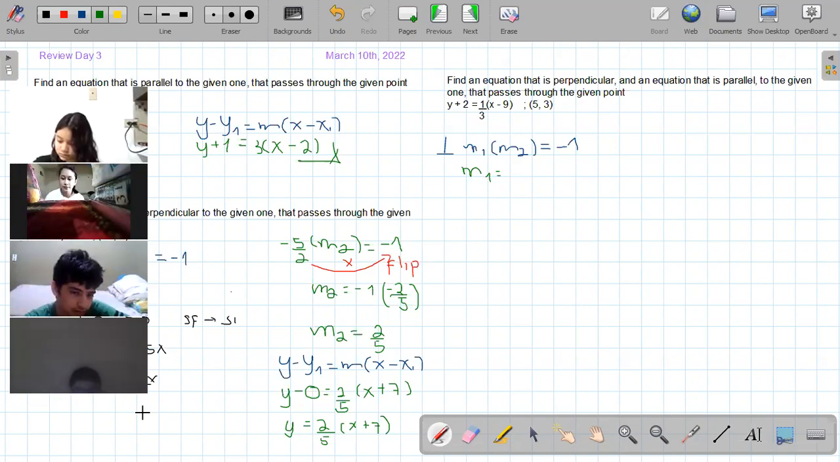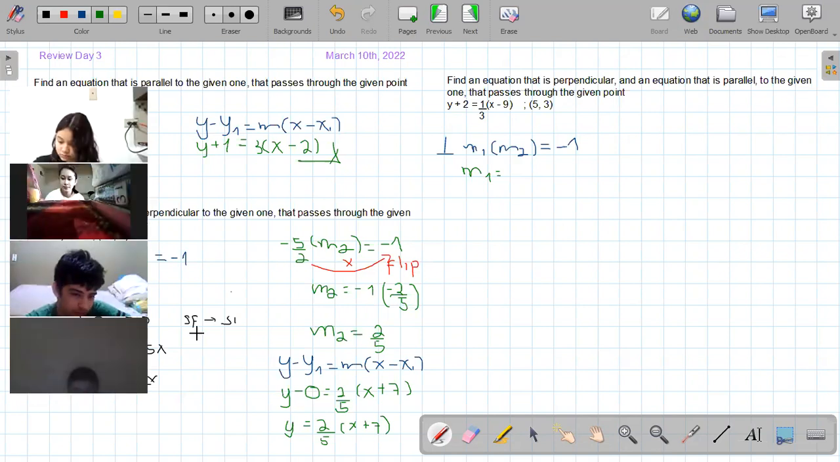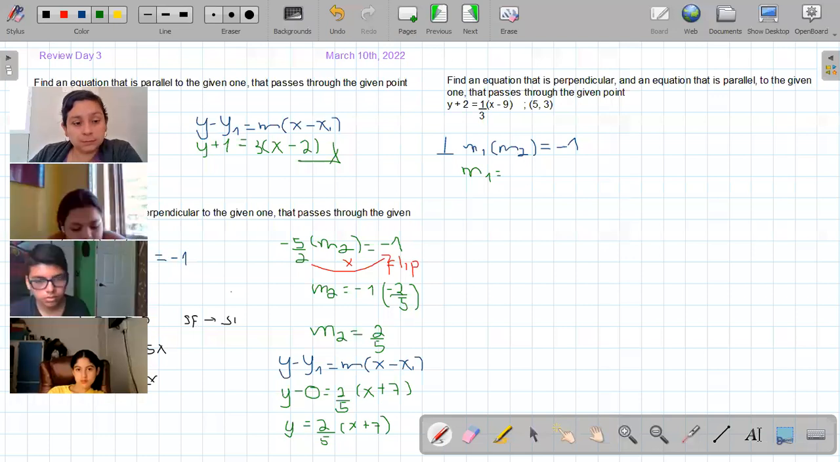How much is m1 in that given equation? 1/3. 1/3. Very good. How do you know? Because it's the slope. It's next to an x. And in what form is this written actually? Is this a slope-intercept form?